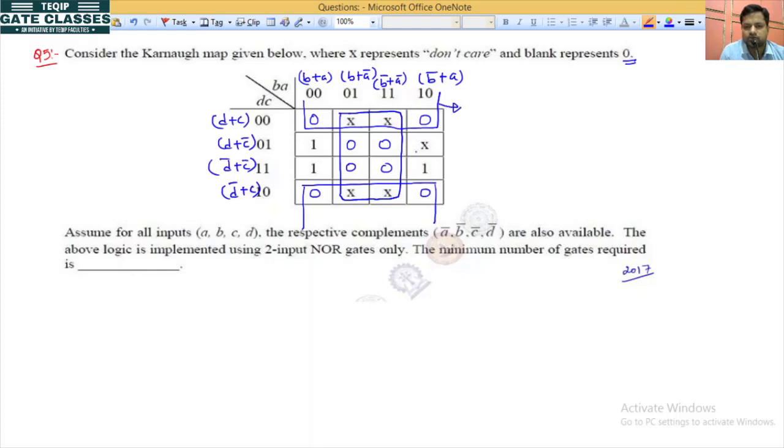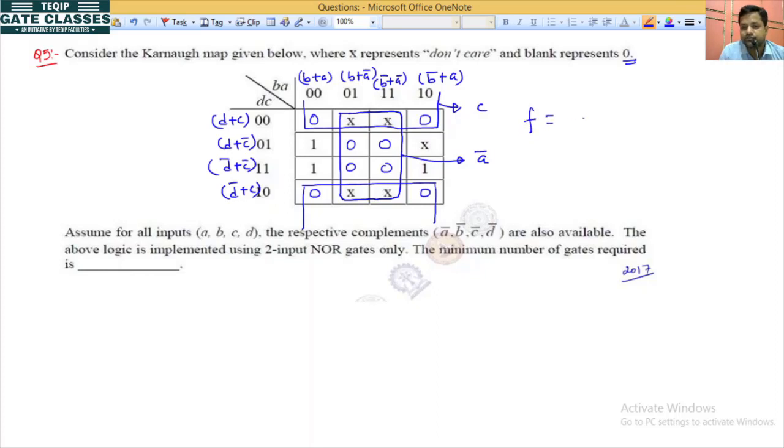For this octet, what will be the function? For this first octet, what is common from here? It is C plus D, C plus D bar, so C is common. From above nothing is common, so leave that. Now for this group, from rows nothing is common, from column we have A bar, so it will be A bar.